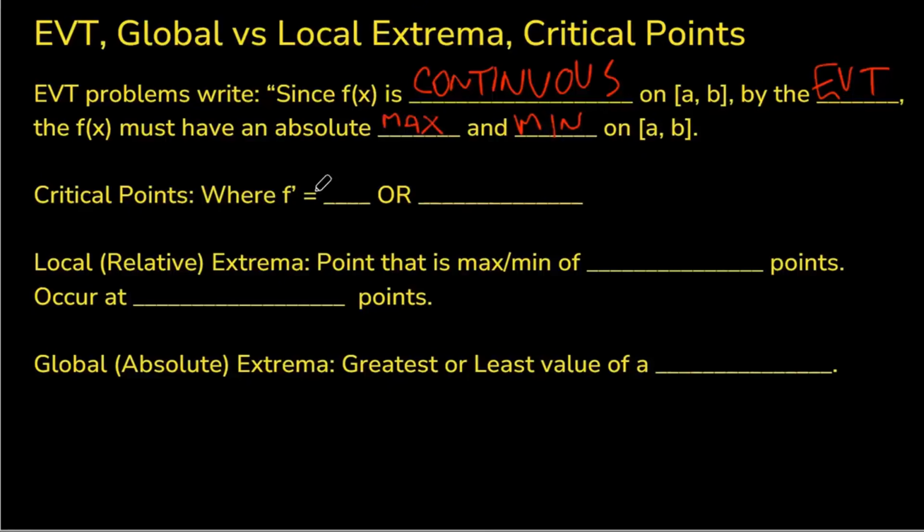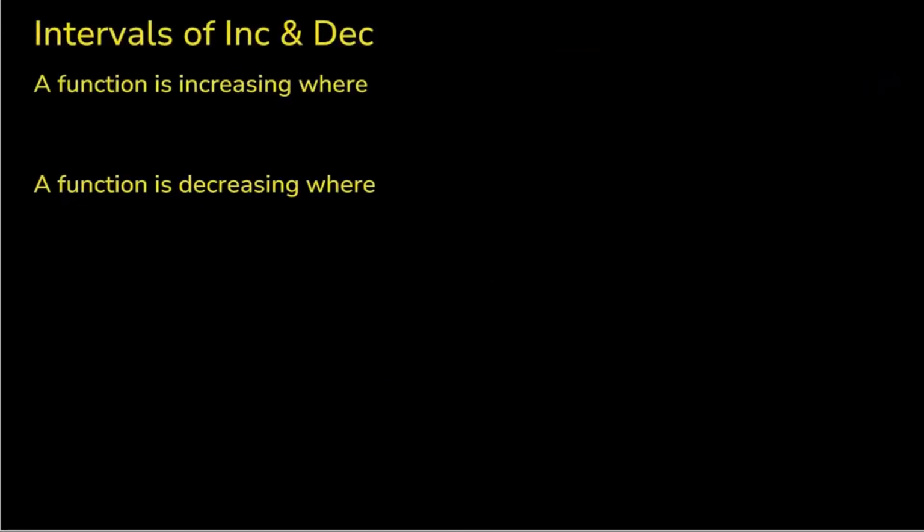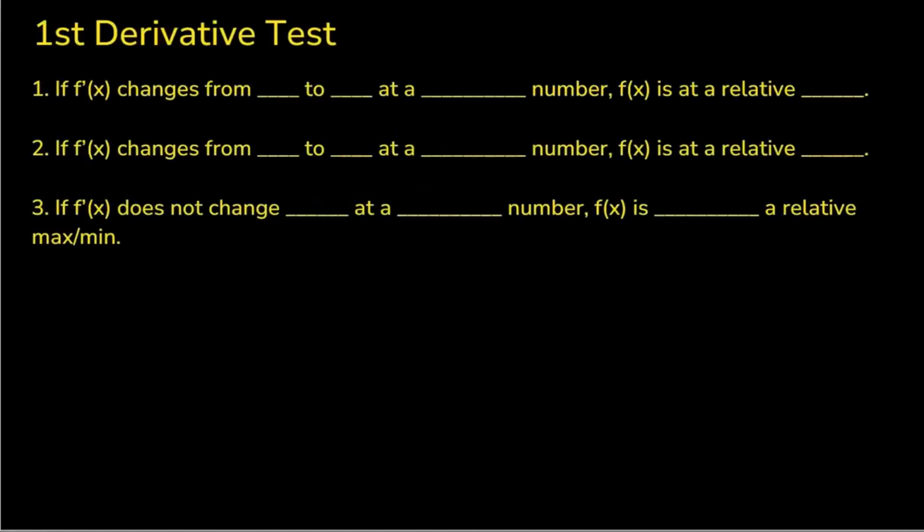Another important topic is critical points. That occurs where the derivative is 0 or undefined. Local or relative extrema, that's the point that is the max or min of surrounding points, and those will always occur at critical points. Global or absolute extrema are just the greatest or least value of a function. When we talk about intervals of increase and decrease, a function is increasing where its derivative is positive and decreasing where its derivative is negative. Which leads us to the first derivative test. If the derivative changes from positive to negative at a critical number, f is at a relative max.